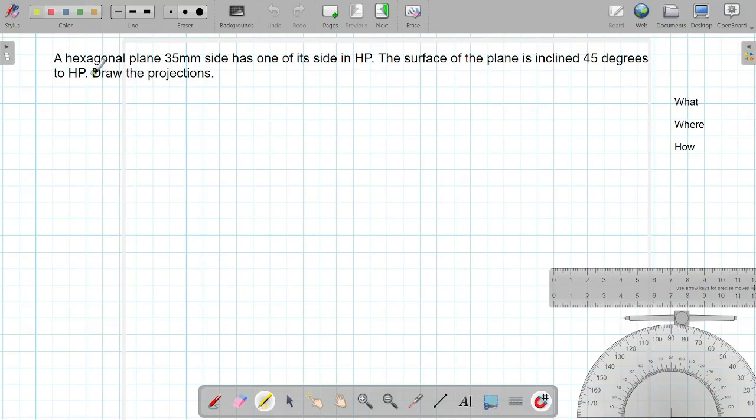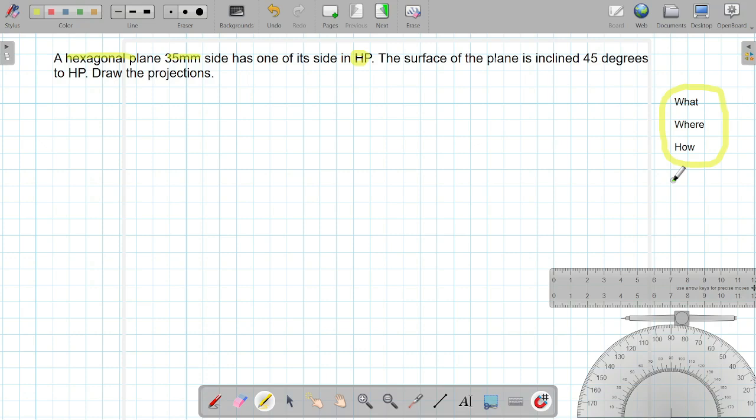So the question says that a hexagonal plane of 35 side has one of its sides in HP. The surface of the plane is inclined 45 degrees to HP. Draw the projections. So, before proceeding for drawing of any given statement, what I recommend is you have to answer these three questions which are given on the right hand side: what to draw, where to draw, and how to draw.